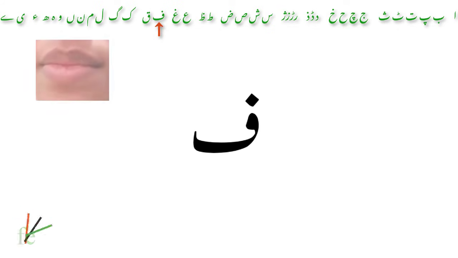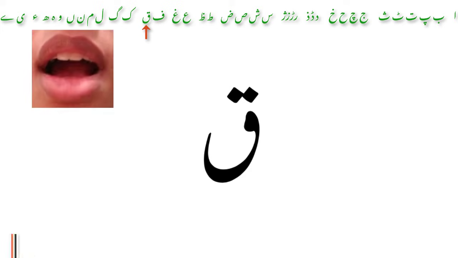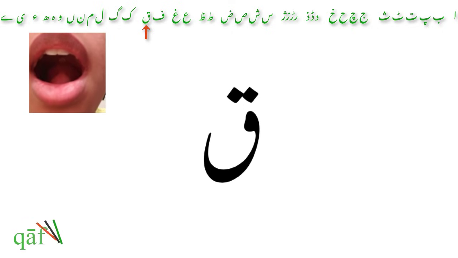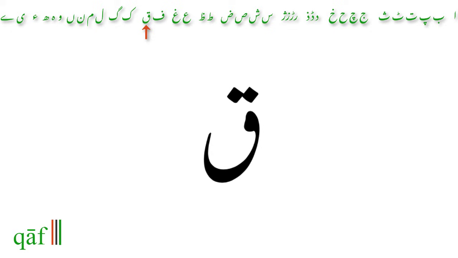Something a lot less difficult. Our next letter is fe. Fe. Then we have a slightly more difficult letter. It's called qaf. Qaf. And I believe this sound is made by touching the back of your tongue against the uvula.